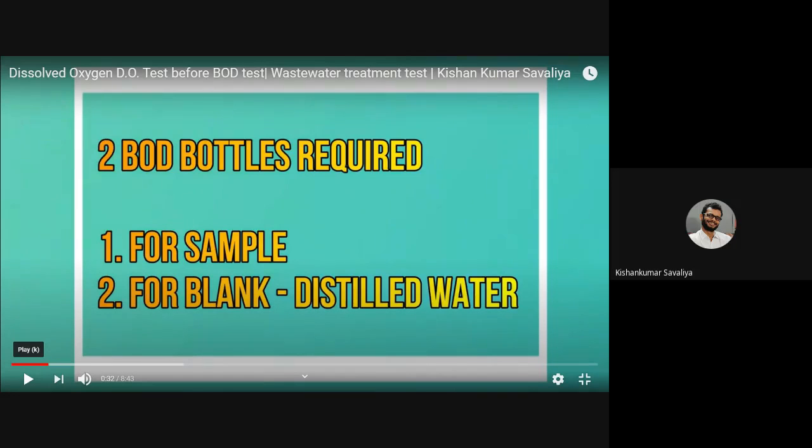When I mention the blank, suppose I'm telling you to take a blank 300 ml. You need to understand what I mean by the blank. Blank is nothing but distilled water, or tap water. Okay. So you need to write down this thing.